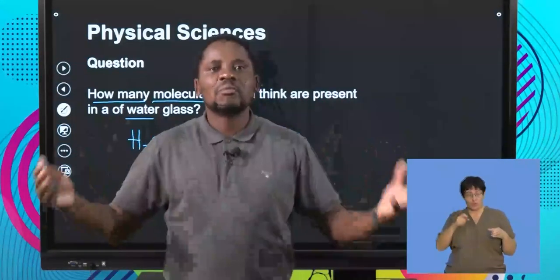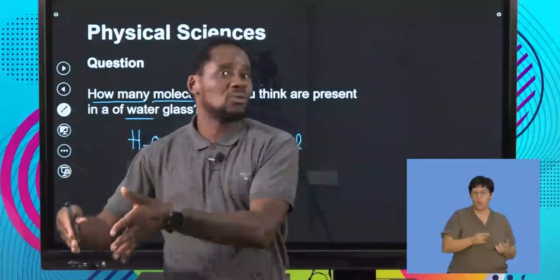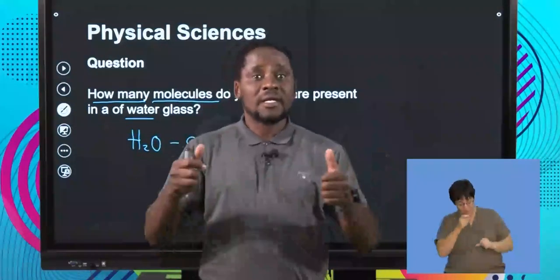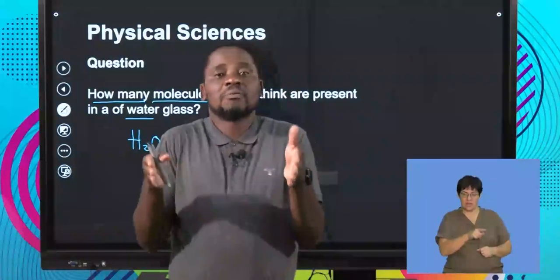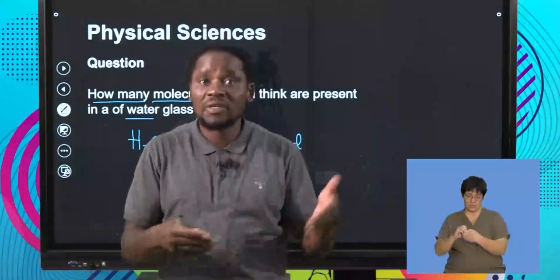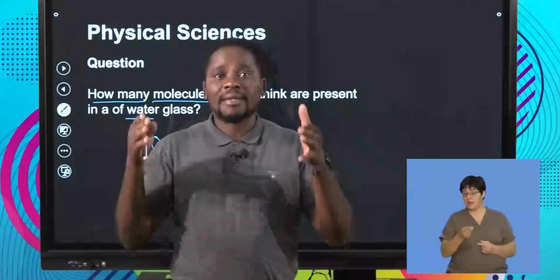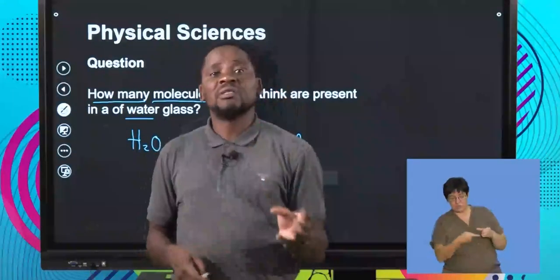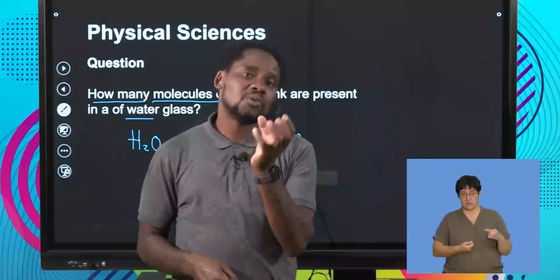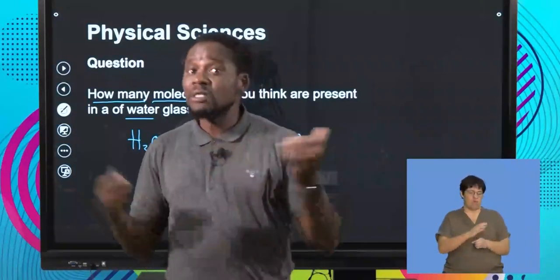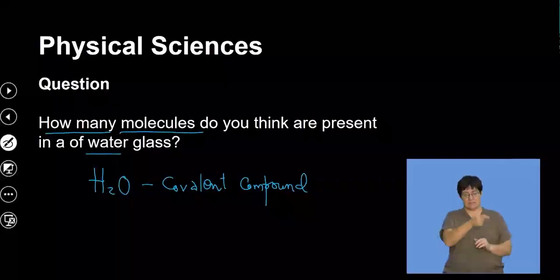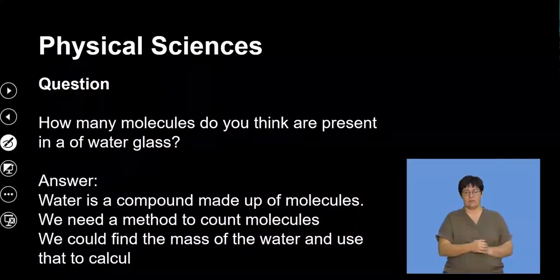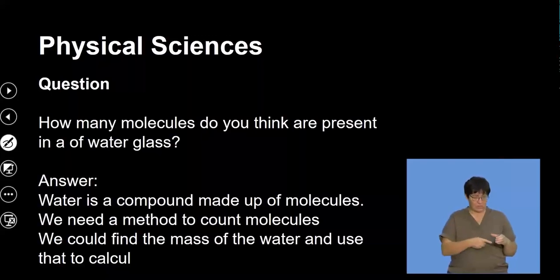Let's understand that molecules can be either molecules of a compound or of an element. But in the case of water, when we talk about a molecule, we're talking about a molecule of a compound, okay? Now, the number that we're interested in is how many molecules can we count inside that sample of water, which is a glass full, okay? So that's the basic idea, right? And then the question is, how many molecules do you think are present in a glass of water?